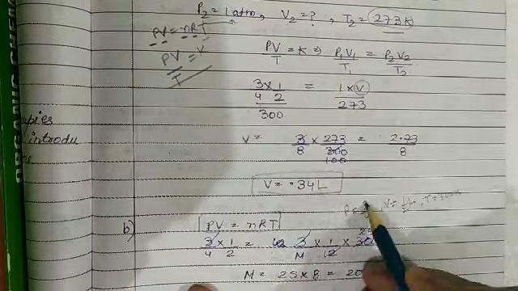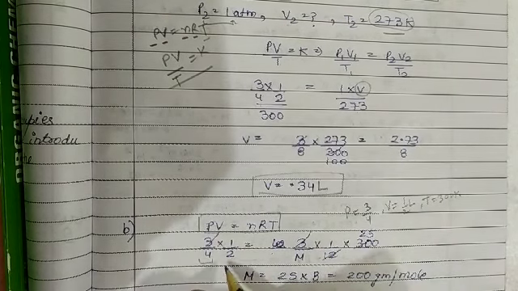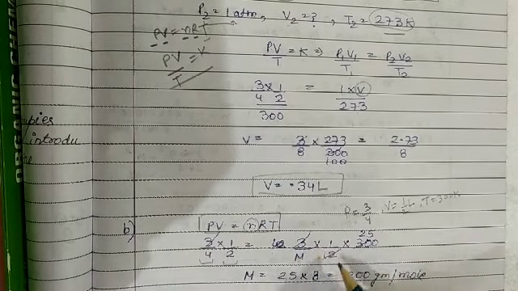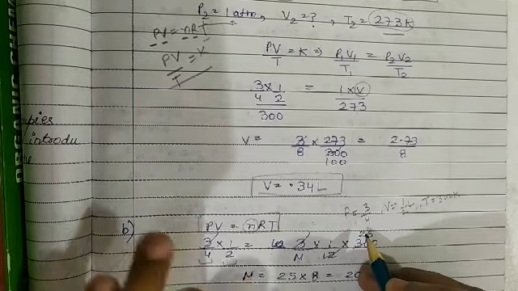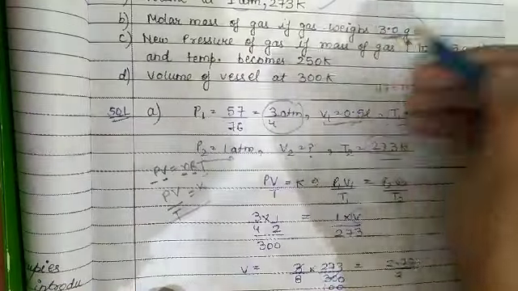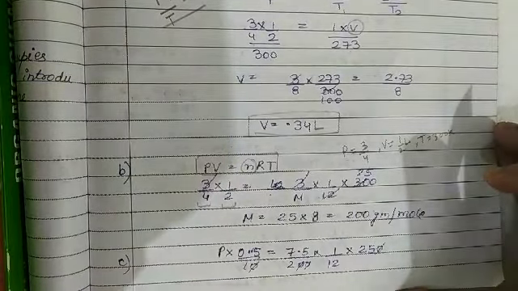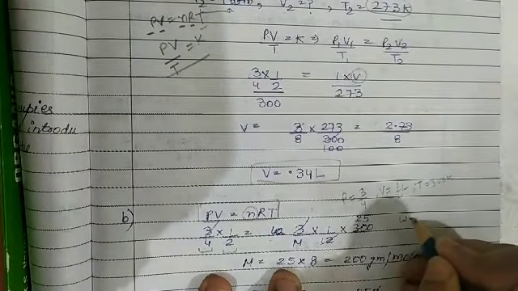The pressure is 3/4 and the volume is 1/2 liter. Number of moles, we know, is given mass by molecular mass. Given mass is how much? Given mass is 3 gram. So W is 3 gram.